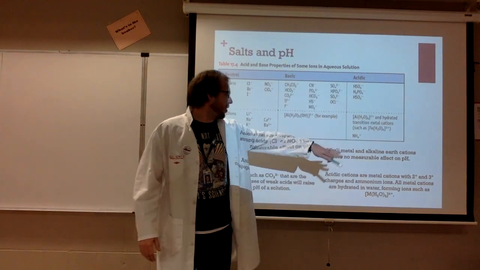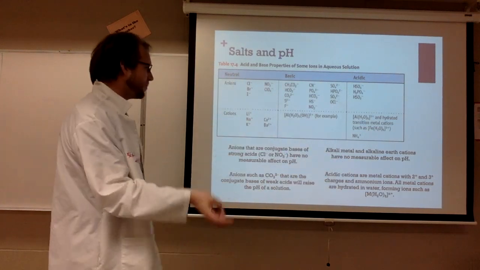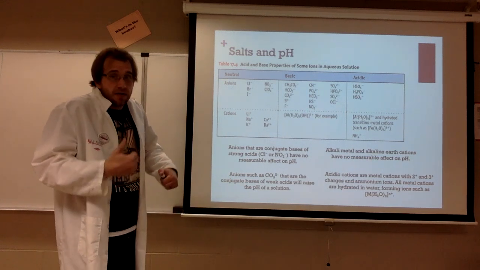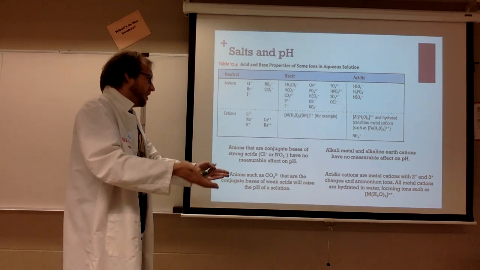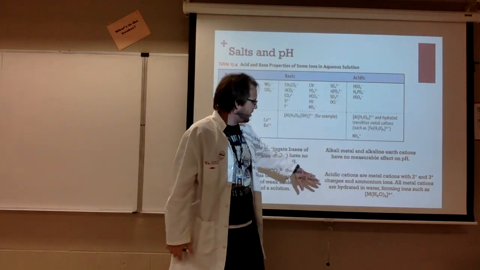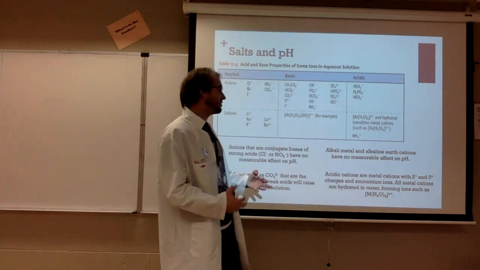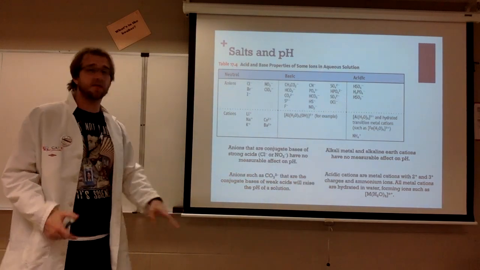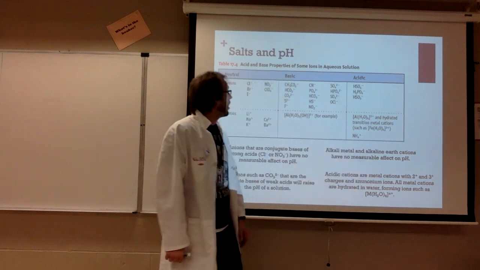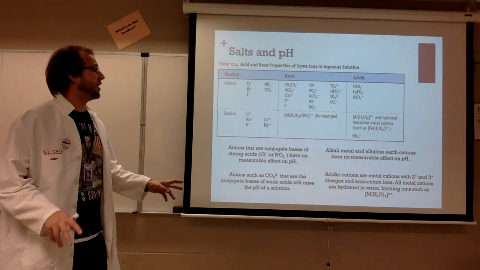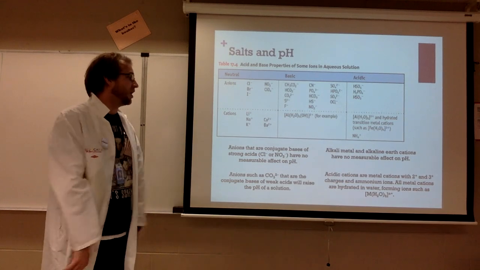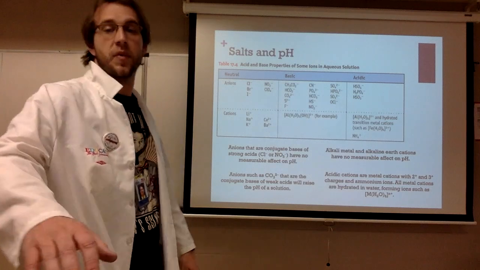Acidic cations are metal cations, so things with a 2+ or 3+ charge, and our ammonium ions. So for example, our iron 2+, iron 3+. We also have things like aluminum, or we can have our chromium 3+. All of these can react with water and get hydrated to form these complex ions, which actually end up changing our pH. There are a couple of different ways that this can happen, but these are going to change our pH as well.